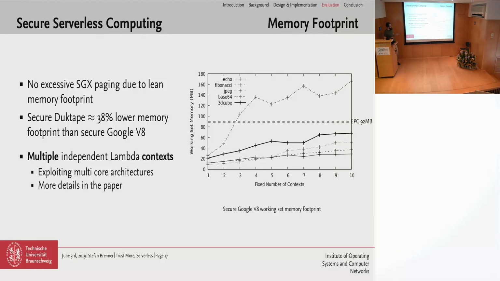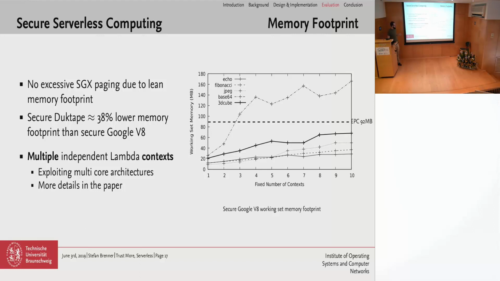And the x-axis in that case is basically the number of parallel contexts that we have inside our enclave. So you can consider it like 10 parallel sandboxes inside one enclave, right? In this measurement, it's all the same lambda, and this makes sense because in multi-core architectures, it makes sense to have the same lambda context multiple times inside the enclave to use the multi-core capabilities.